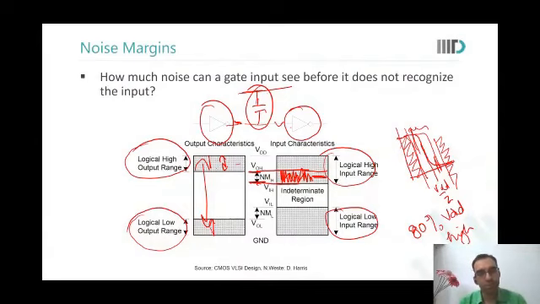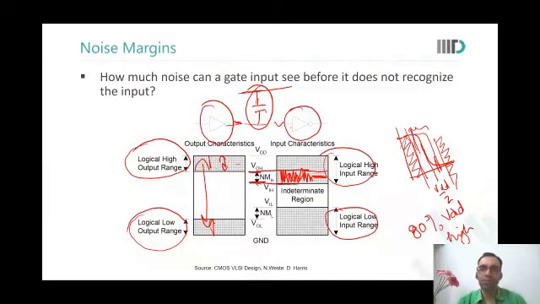Okay, now it is clear. I have become insensitive to that noise. That is why it is called noise margin. Because if more noise would be inserted, then I do not know what my output would be.